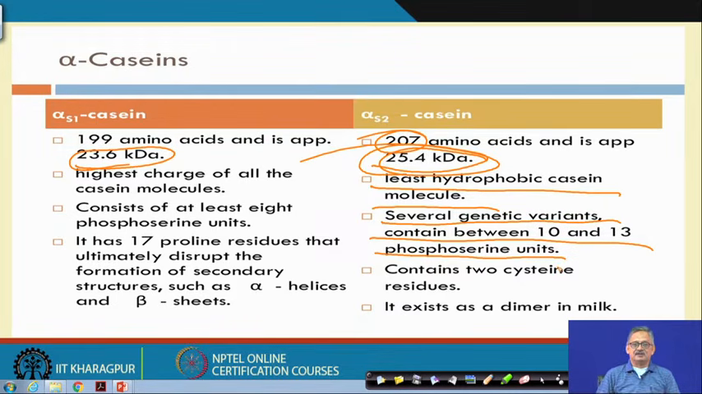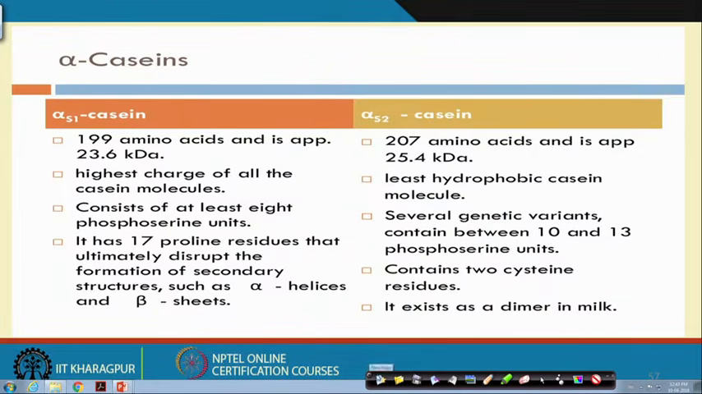and it has several genetic variants that contain between 10 to 13 phosphoserine units, whereas in alpha S1 it was around 17 phosphoserine units, right, and it contains 2 cysteine residues, right. It exists as a dimer in milk, not as a monomer or polymer. That is, two molecules are associated as a dimer, right.